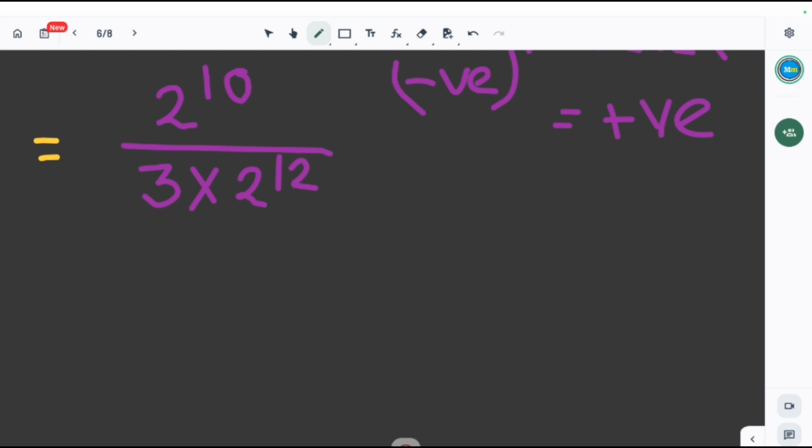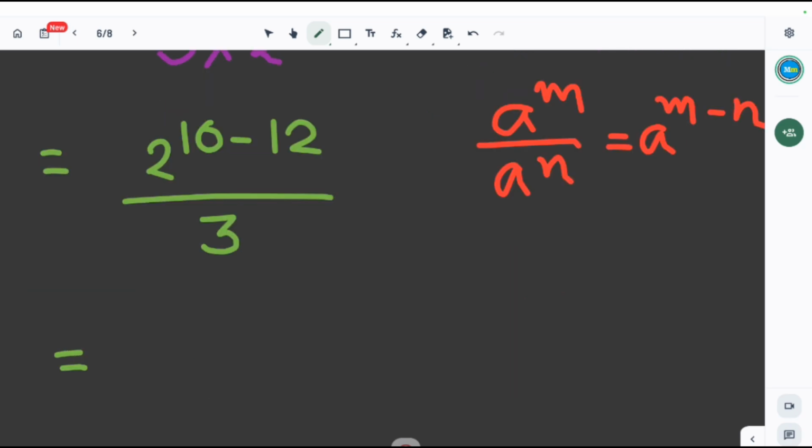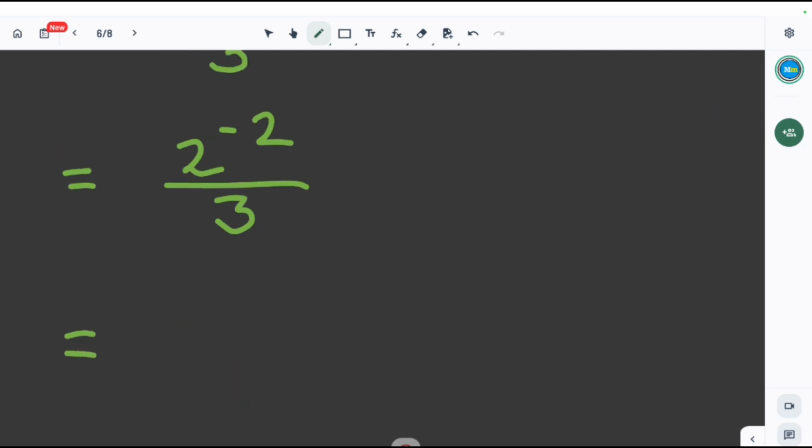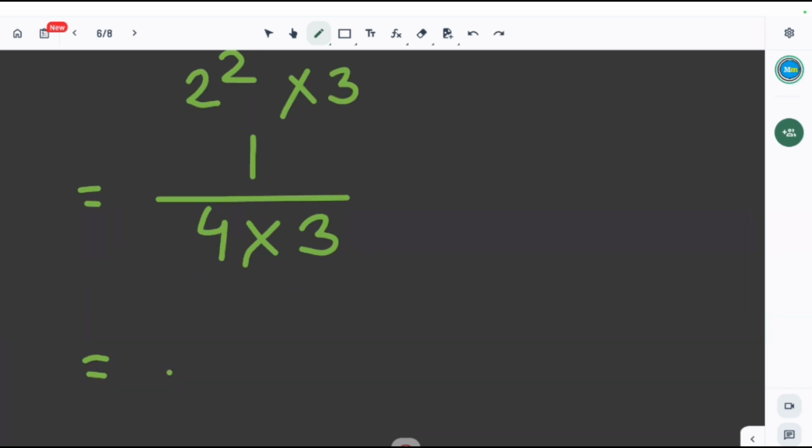So there is one more formula that is a^m divided by a^n equals a^(m-n). So using this formula, we can write 2^(10-12) divided by 3 equals 2^(-2) divided by 3. The power minus 2 gives 1 divided by 2^2 × 3, as it is. So equals 1 by 4 × 3 equals 1 by 12.